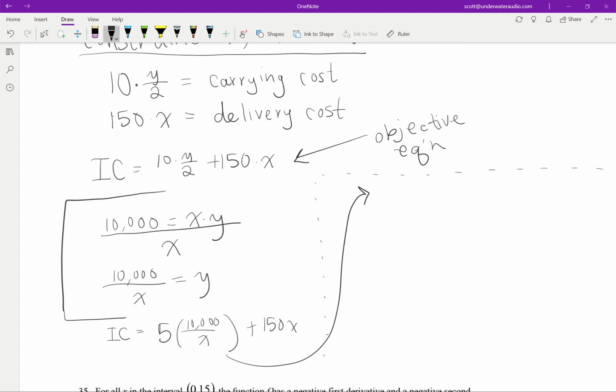I'm going to start by cleaning it up. Inventory cost equals 50,000 over x plus 150x. I would rewrite this as 50,000 x to the negative 1 plus 150x. That way, when I try to find the critical point, it's easy to just use the power rule. So now I'm going to take the derivative: negative 50,000 x to the negative 2 plus 150. So I've got the derivative. I'm trying to find the minimum, so I'll set it equal to 0.